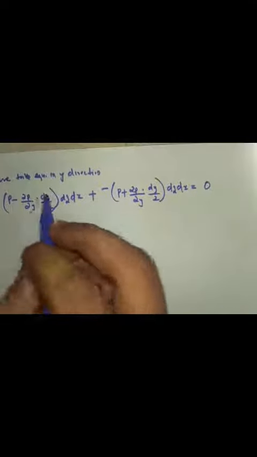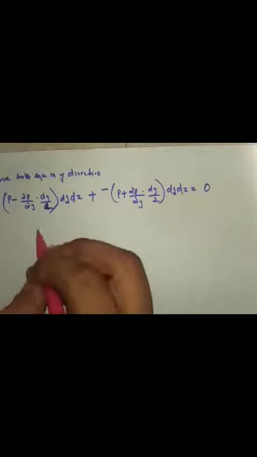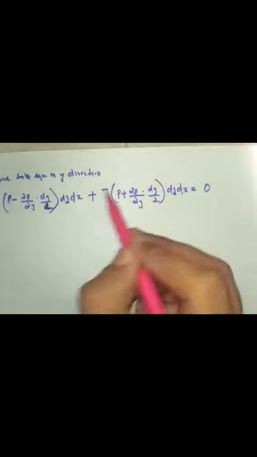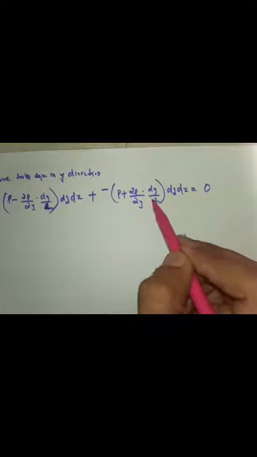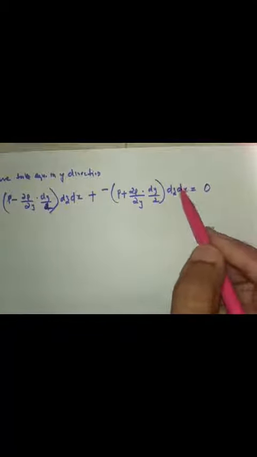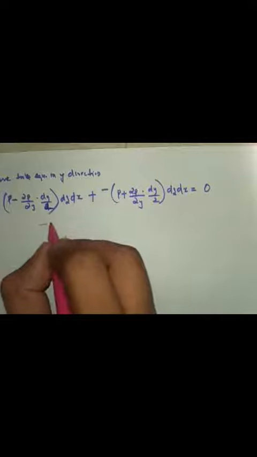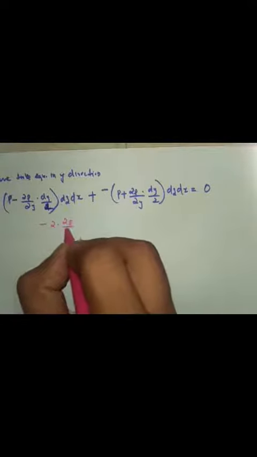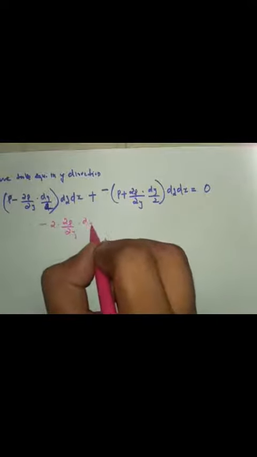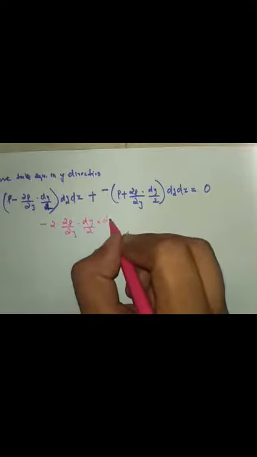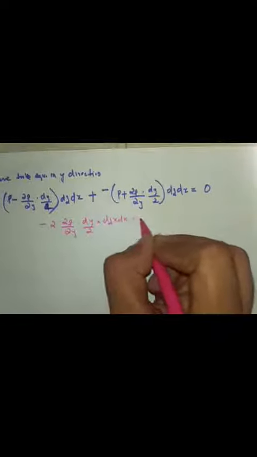By solving this equation, the same as we got in the x direction, P dz dx minus P into dz dx will cancel out, and we will get minus 2 into dou P by dou y into dy by 2 into dz into dx is equal to 0.